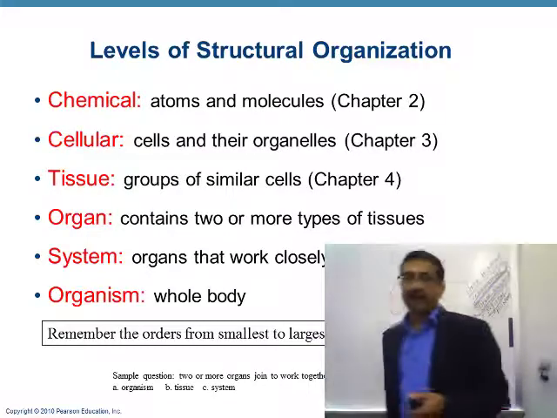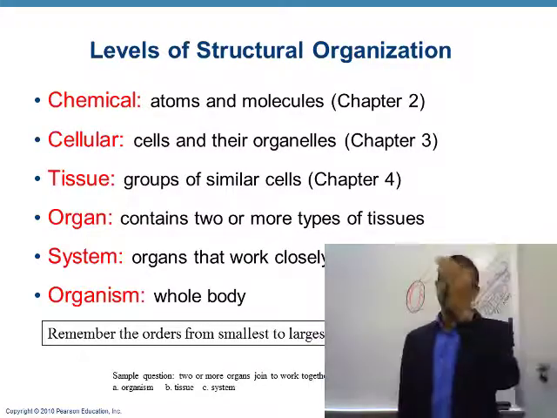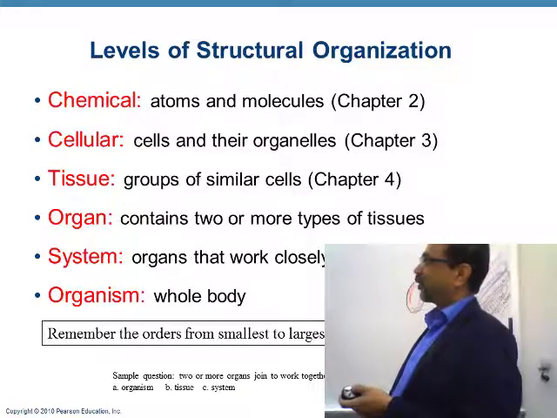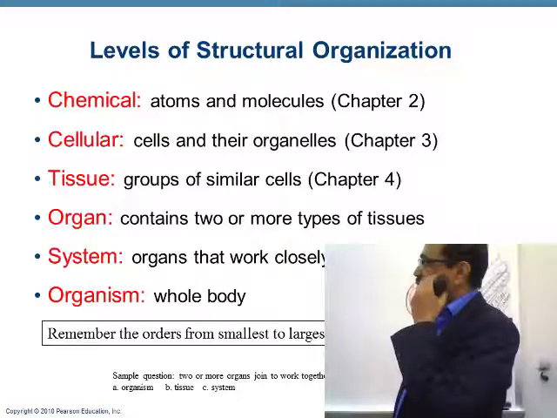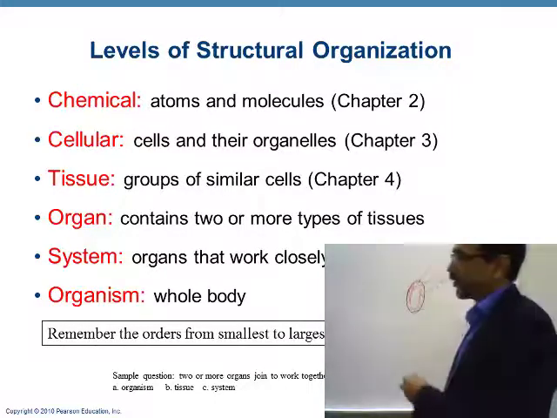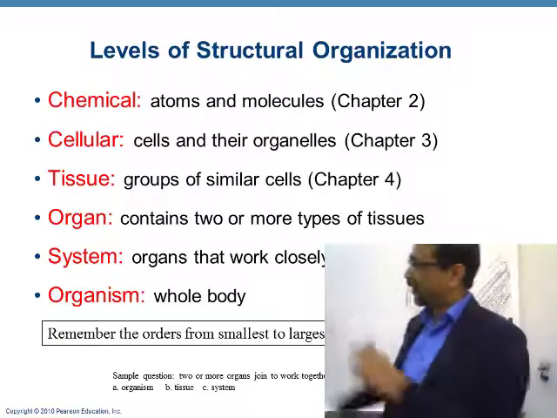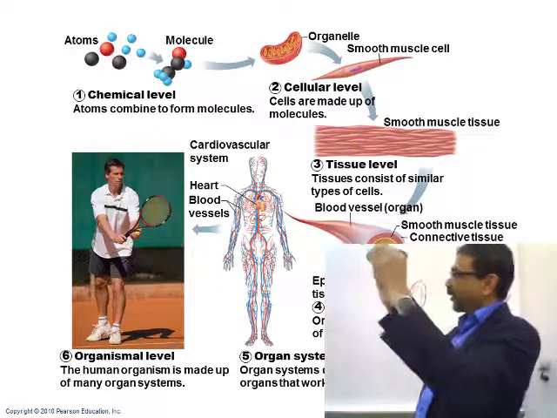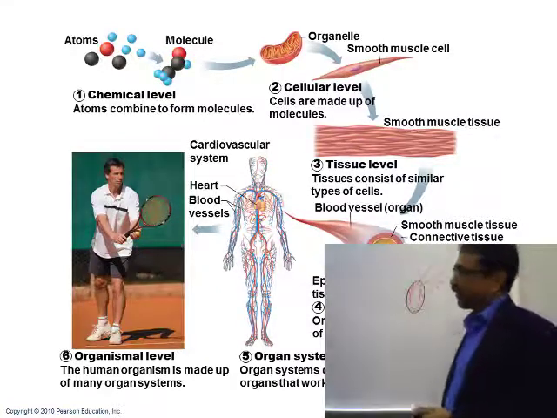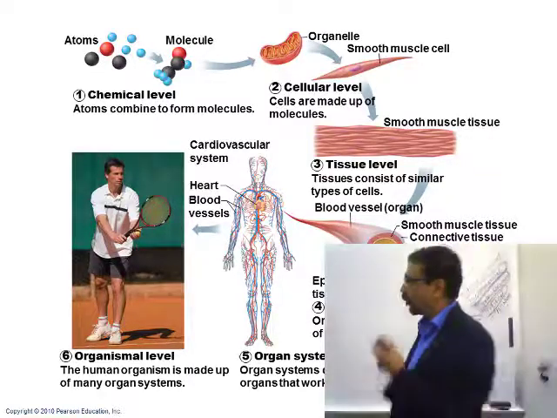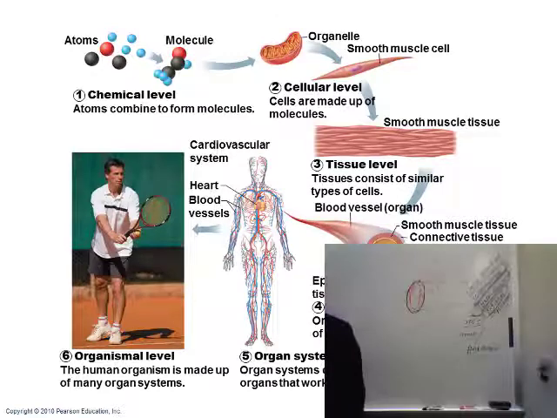Here in this picture you see those different levels of organization. So you see the chemical includes atoms and molecules, then cellular, cells and their organelles, tissue, many similar cells joined together. Here they have shown a smooth muscle tissue, so you see all those are smooth muscle cells like this, spindle shape. They join together to form the muscle tissue. Then you see the organ and system, and the organism is the whole body. Okay.